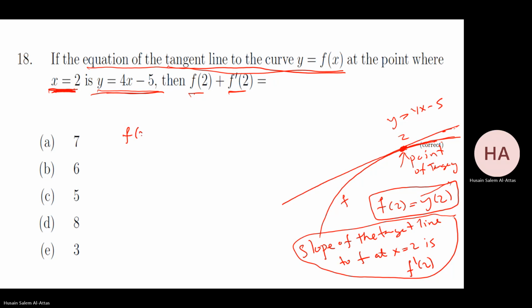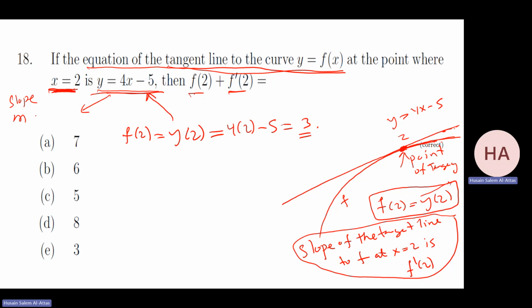f of 2 equals y at 2, so I can substitute the 2 there. It will be 4 times 2 minus 5, which is 3. This is f of 2. How to find f prime at 2? What is the slope of this line? We usually call the slope m. It's only 4. So f prime at 2 will be the slope of the tangent line, which is 4. So it will be f at 2 plus f prime at 2, which is 3 plus 4, which is 7.